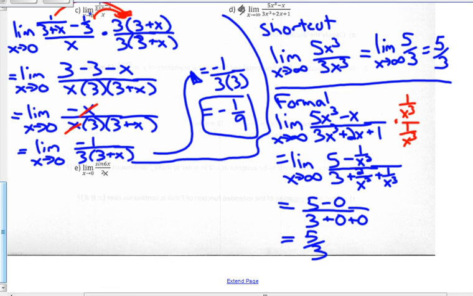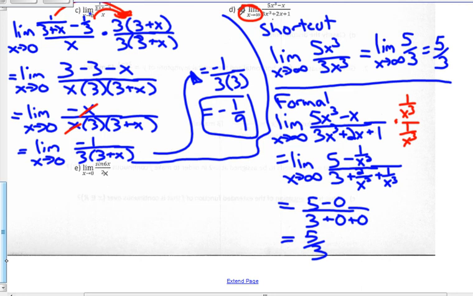Okay, last one, E. I guess before we go there, you recognize the opportunity to do this on these questions because you're going to infinity. As we go to infinity, that's when we care about the driver above all else, the most important term in any expression. So up top, that was 5x cubed. Down below, it was 3x cubed.